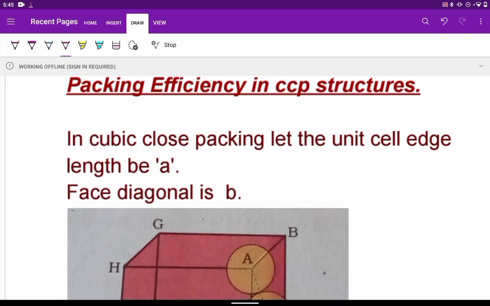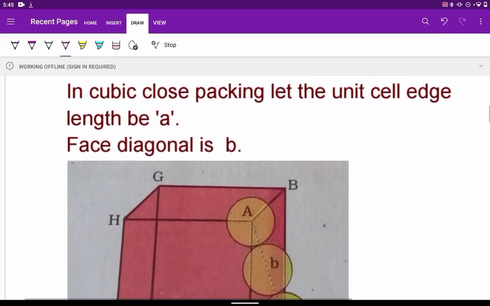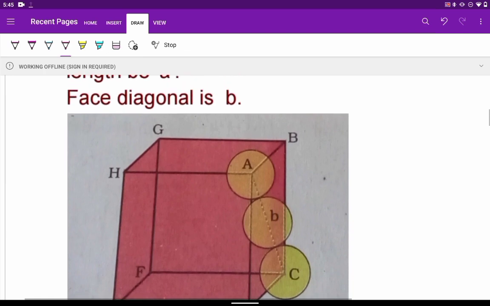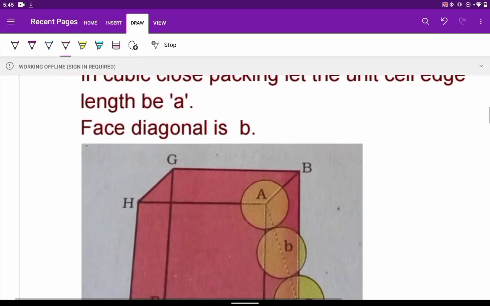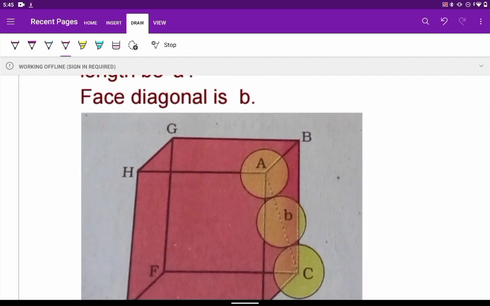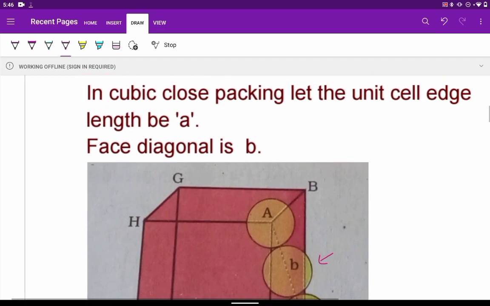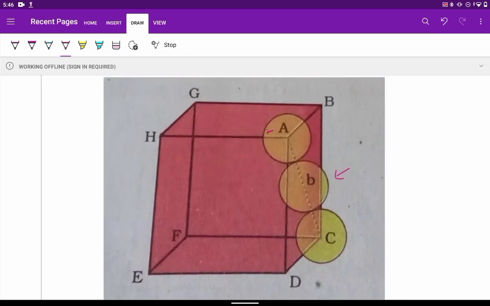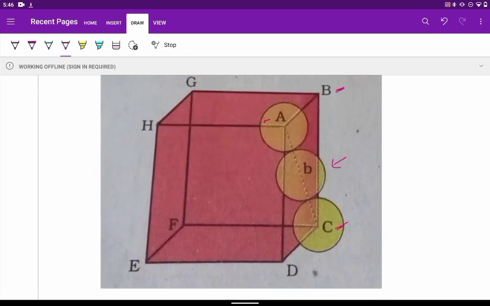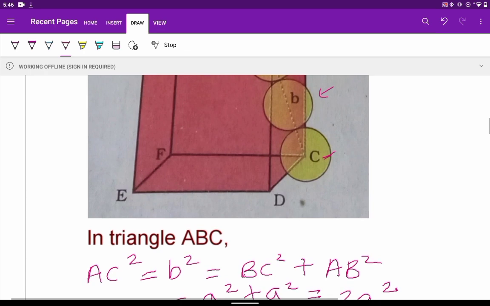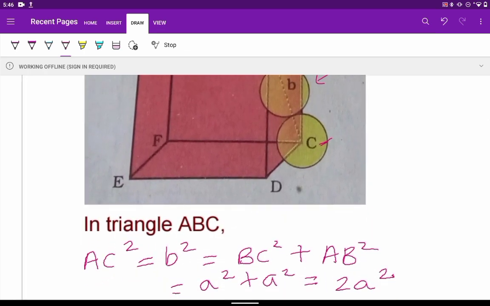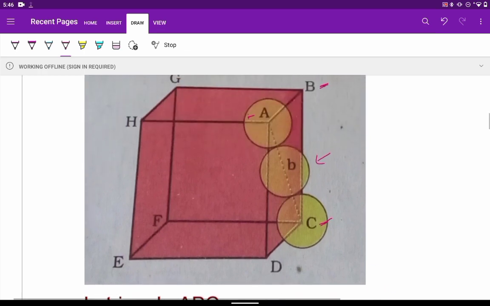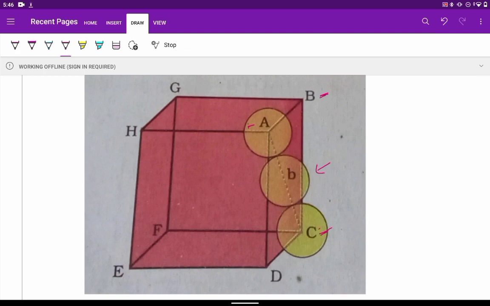In cubic close packing, we take the unit cell edge length as a. In that unit cell, any edge we can take as small a, and the face diagonal is small b. We can see here the face diagonal is small b and the edge length is small a. Now here you see we take the triangle ABC. For this triangle ABC, AC square, taken as b, will be equal to BC square plus AB square. This is BC and this is AB. You can see in this figure.